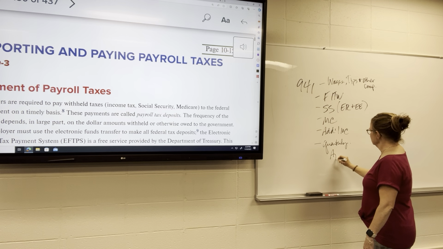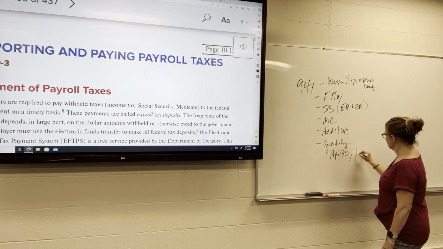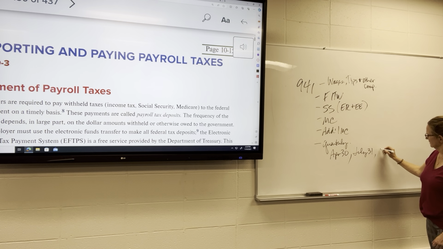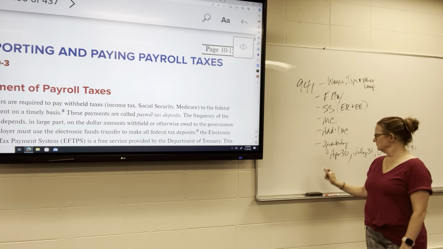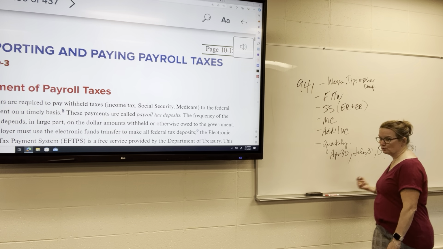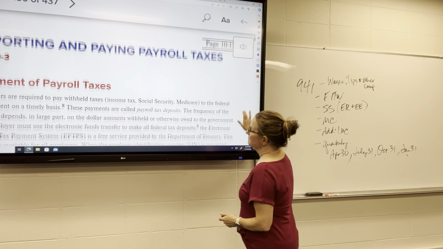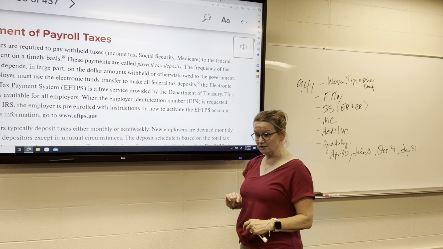So April 30th, July 31st, October 31st, and January 31st. So first quarter, second quarter, third quarter, fourth quarter is when they are filed. Deposits, if you recall, are on a different schedule.